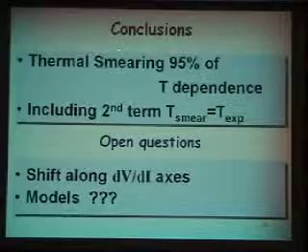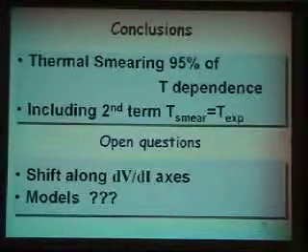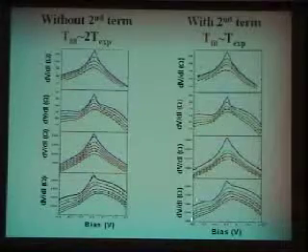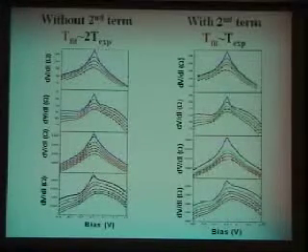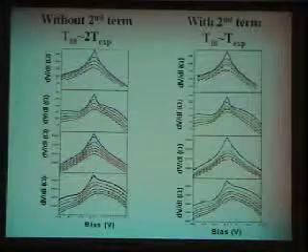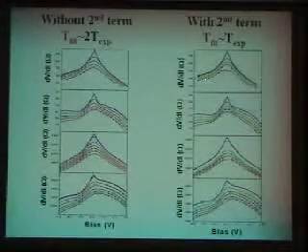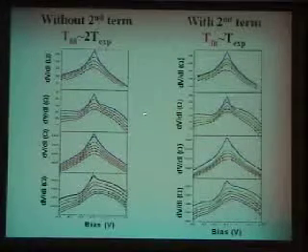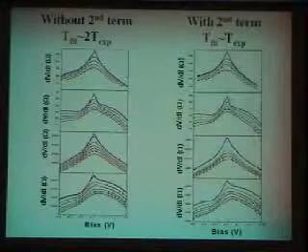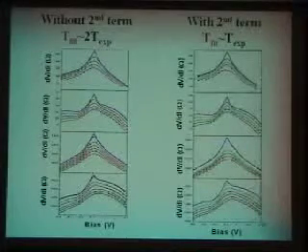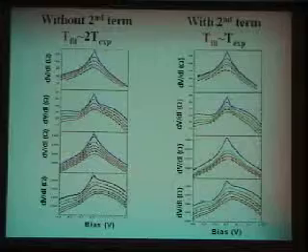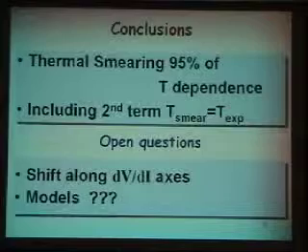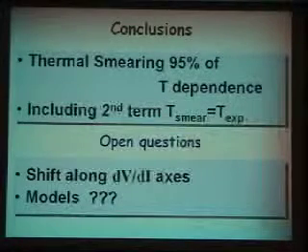Okay, so what is the conclusion? I told you that thermal smearing is 95% of the temperature dependence. Whatever is left is a constant temperature dependence that we cannot explain. These curves are shifted, and that's not explained. But the rest of it, the change of the shape and how this thing varies with temperature, that's all explained. 95%. And including the second term makes the smear temperature equal to the experimental temperature.